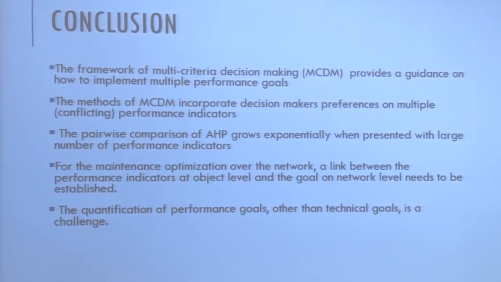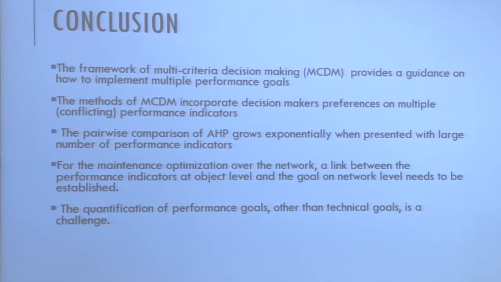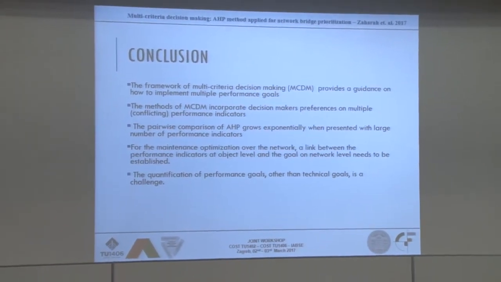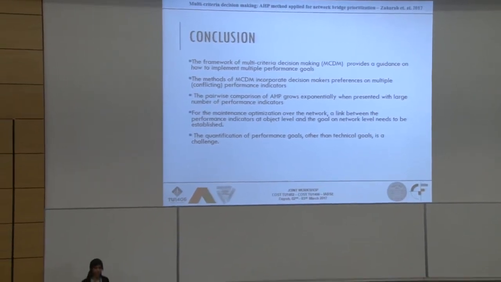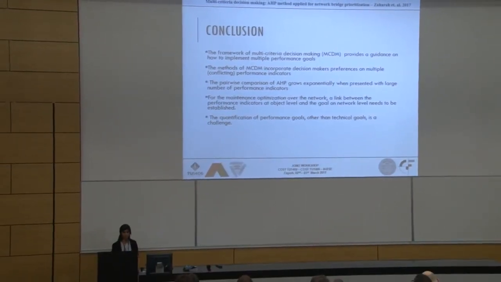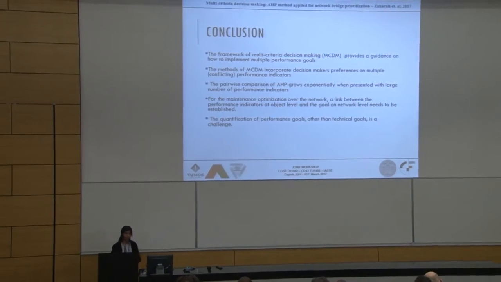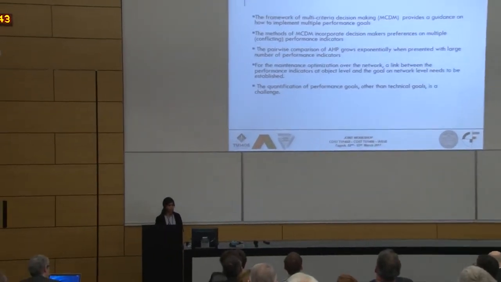The problem with the analytical hierarchy process is that if I am going to compare each value with another value, then the comparison could grow exponentially, which is a little bit hard to handle if I have a great number of bridges to do the maintenance planning. And for further maintenance optimization over the network, a link between the performance indicator at object level and the goal at the network level needs to be defined.